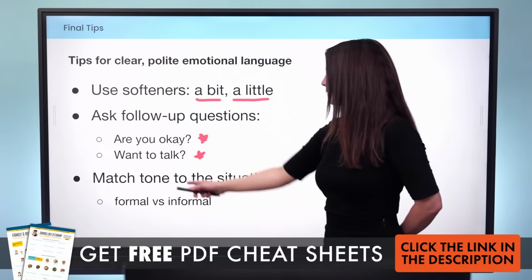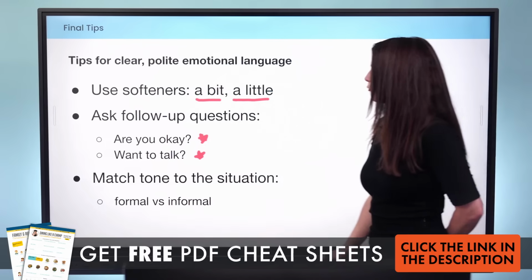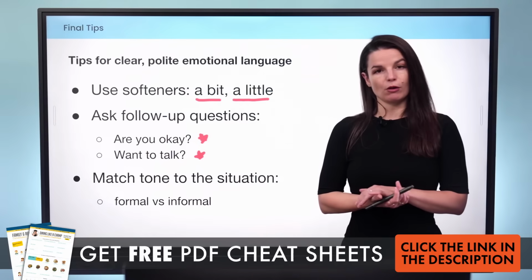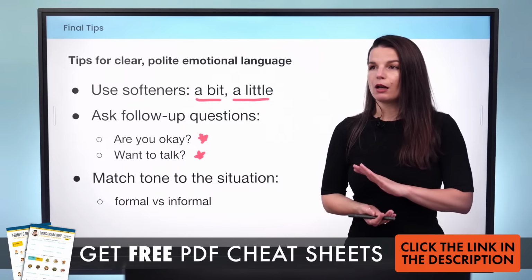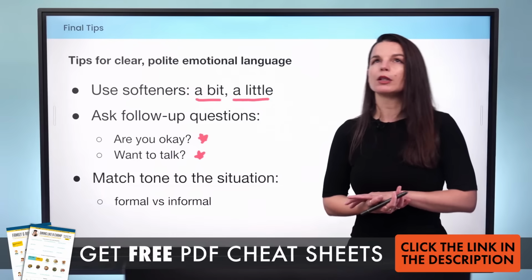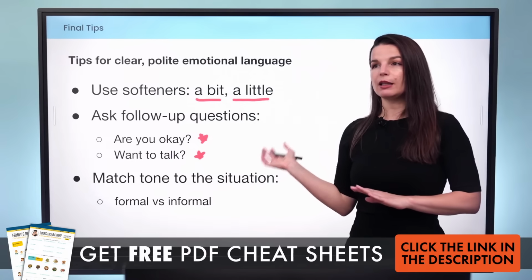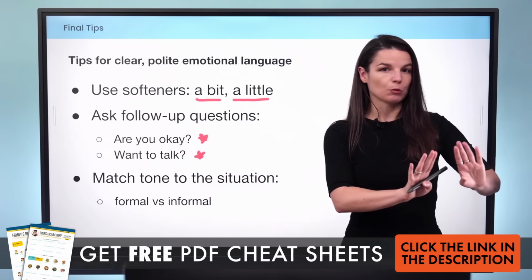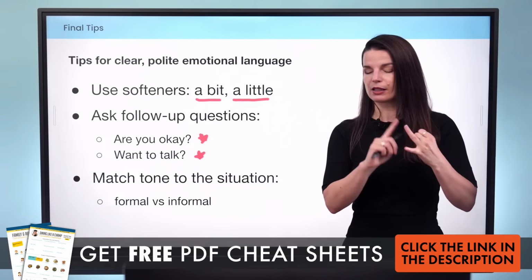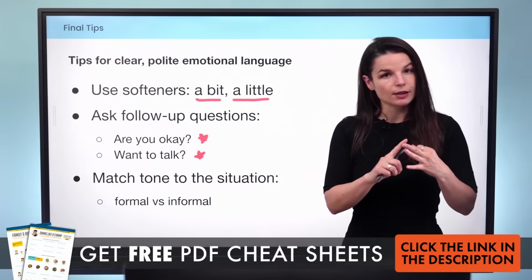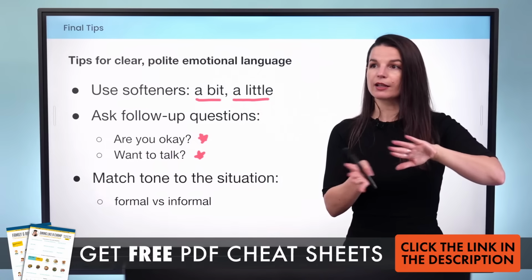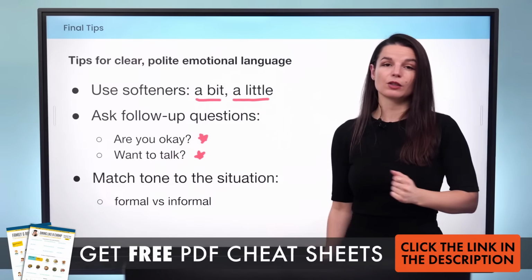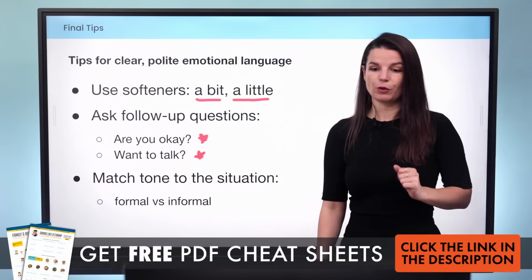Okay? And lastly, match tone to the situation, formal versus informal. Today we talked mostly about kind of informal vocabulary words. Well, I suppose we can use them formally and informally, but conversations about our feelings usually are more informal. We talk about them with our close friends, family, maybe some coworkers. So feelings conversations tend to be a little more casual, but you can use these words in more polite situations also.